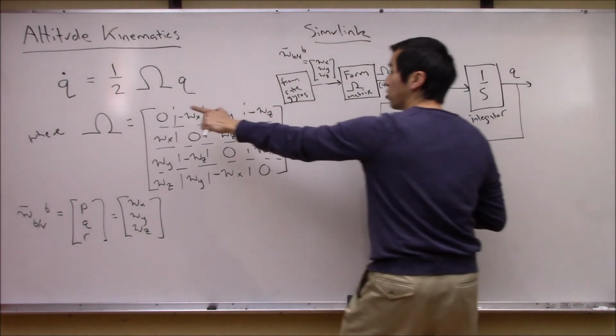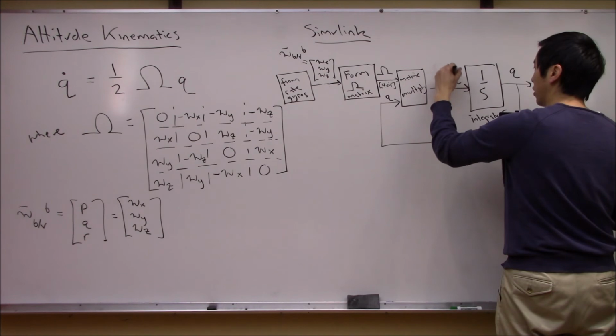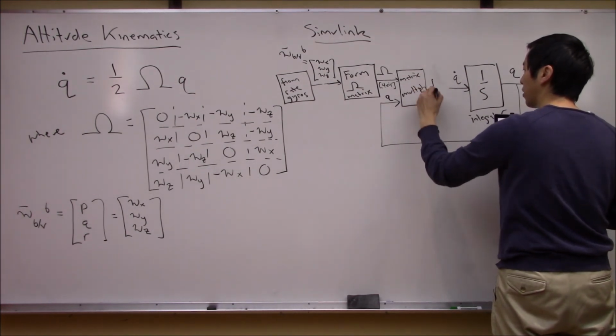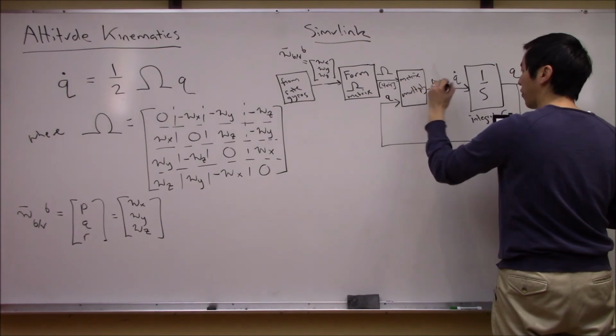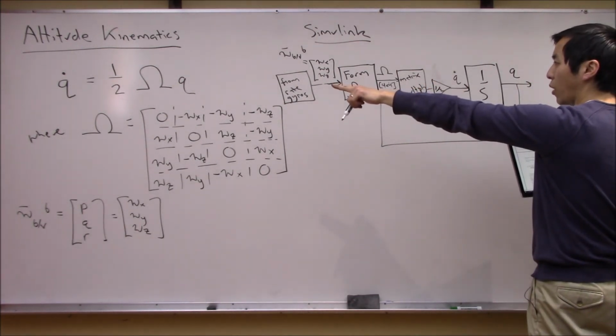So I'm almost there. I've got to make sure we don't neglect this 1/2. So let me move this Q dot over a little bit, and I'm going to need to jam in a gain block right here of value 1/2. There we go. So I think this has implemented that equation over there.